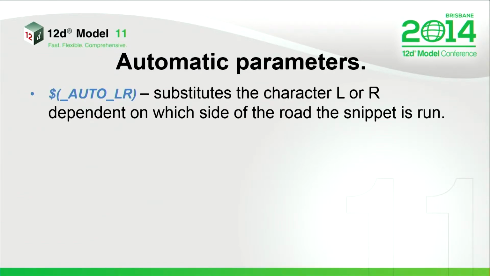So remember our little syntax for the start and end change, that $_SCH. We've got another one here. When the snippet is passed, if it sees this little $auto LR, it simply replaces that with L if it's on the left-hand side of the road, or R if it's on the right-hand side of the road. Not that complicated. And that's exactly what goes on there.